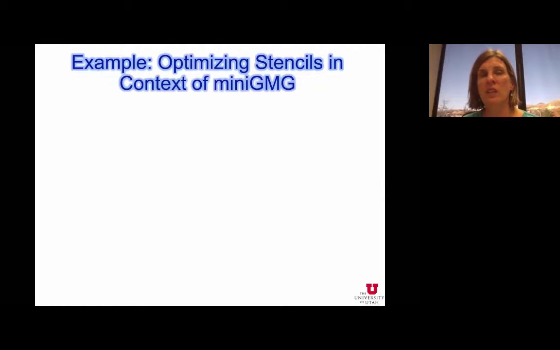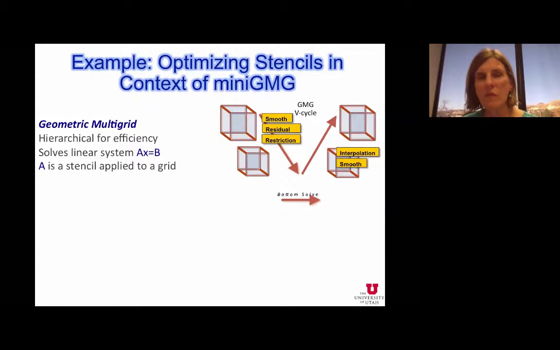Okay, so now I'm going to walk through an example of one of the motifs that I described. This is optimizing the stencils in the context of MiniGMG. MiniGMG is a proxy application for geometric multi-grid. The idea with geometric multi-grid is you're going to reduce the amount of computation you have to do by running the computation at different coarsenings of the grid. The really expensive computation is done on the finest grid, and otherwise you're operating on coarser grids. There's a sequence of operators applied during what's called a V-cycle, making it finer and then making it coarser. And the most computationally intensive is the smooth up there at the top on the left.